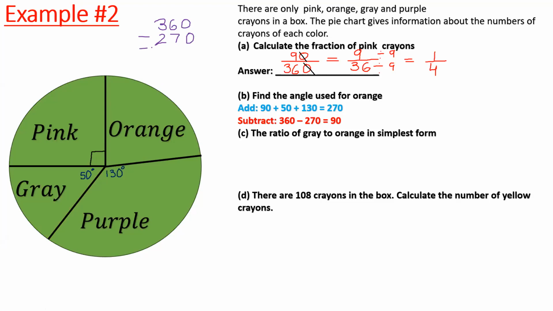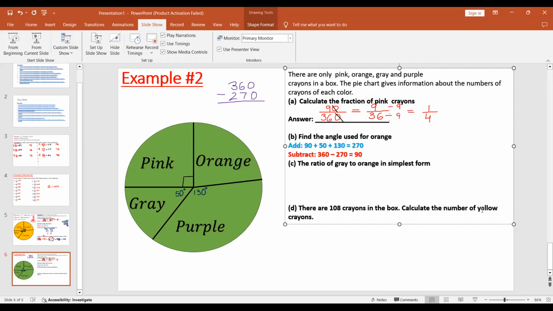Excuse me, Mr. D. In D, you said calculate the number of yellow crayons. It said yellow. Yes, sir. It's supposed to be purple, because there are no yellow.